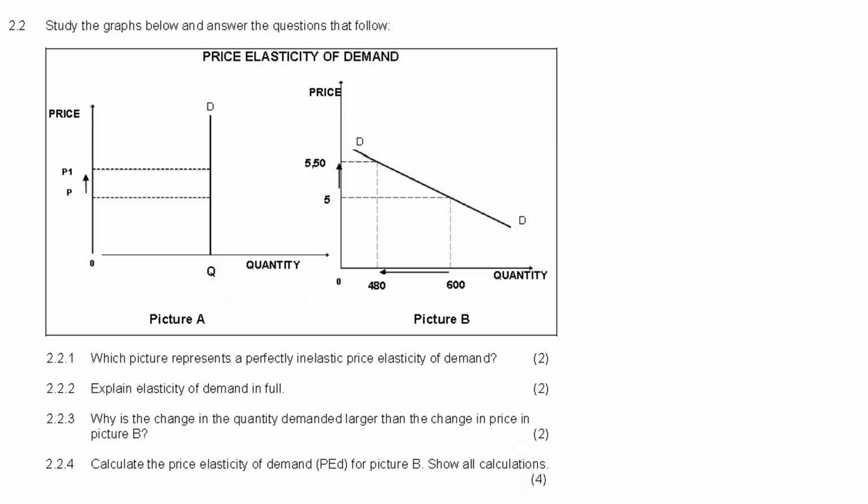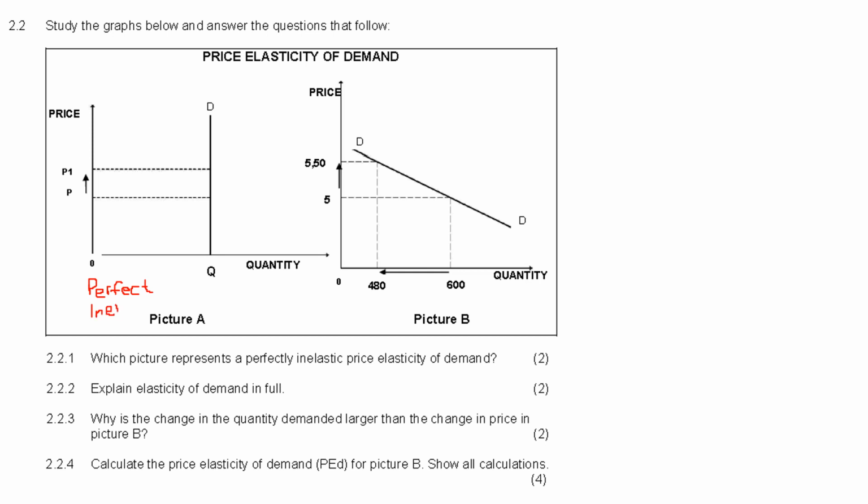It means this one is perfectly inelastic. Why are we saying it's perfectly inelastic? Because the supplier can charge any price. The quantity of goods that is going to be demanded is not going to change. So this one is perfectly inelastic.